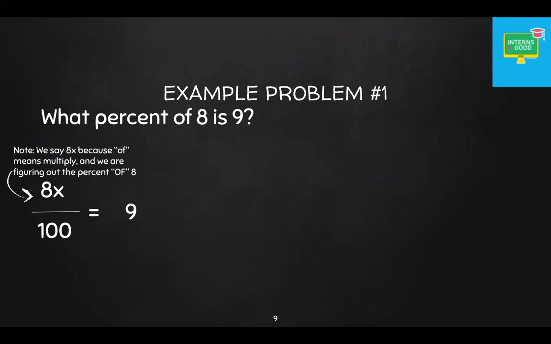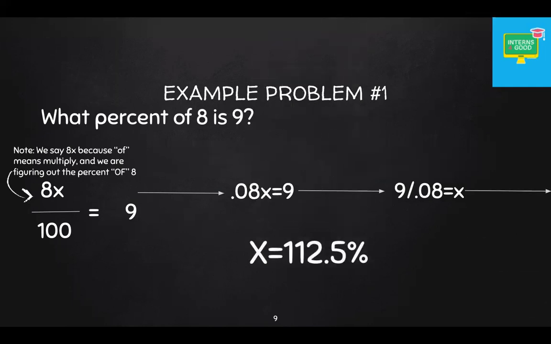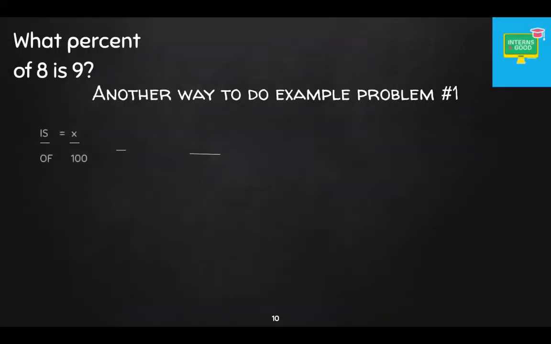That means equal. Now, if you do the math, you get 0.08x equals 9 because 8 divided by 100 is 0.08. Now isolate x to get 9 divided by 0.08 equals x, and you will get that x is 112.5%. Great job. Now let's do the problem another way.